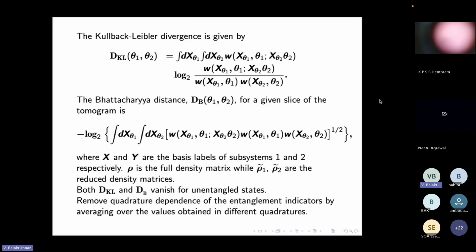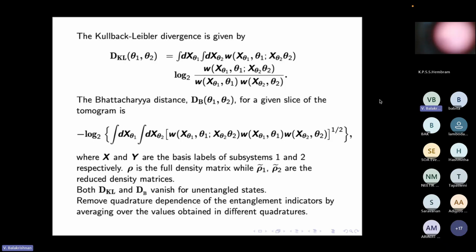Again, you can define the Kullback-Leibler divergence and the Bhattacharyya distance easily and readily. If you look at the Kullback-Leibler divergence, for instance, the logarithm has the bipartite tomogram in the numerator and, in the denominator, the product of subsystem tomograms got by tracing out one subsystem or the other. Now, this can be a very easy, readily useful entanglement indicator, because if the numerator factorizes, in the sense that there is no entanglement, the numerator and the denominator are equal, and you just have log of 1, and DKL is 0. So the entanglement is 0.